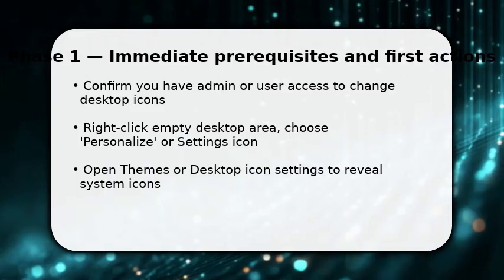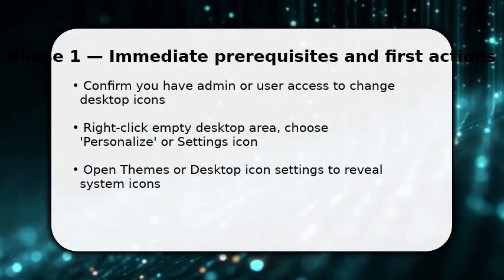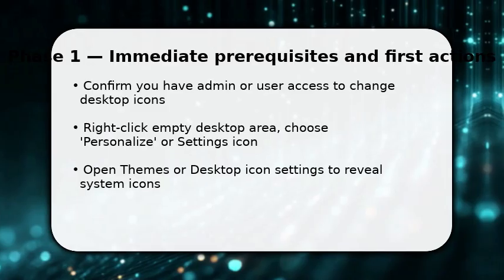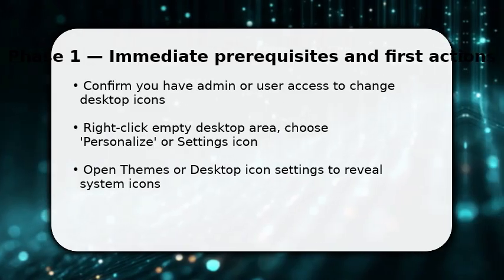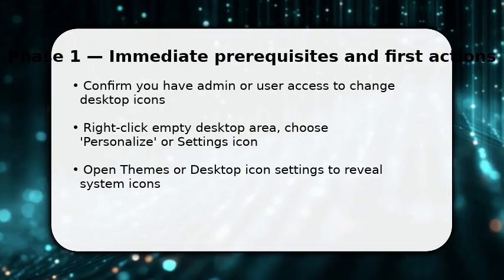You start by confirming access and opening the settings area. This prevents interruptions. Right-click an empty desktop spot and choose Personalize or Open Settings, then go to Themes. Either path leads to desktop icon controls.